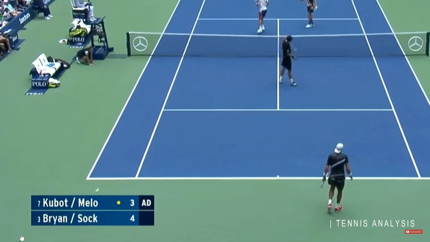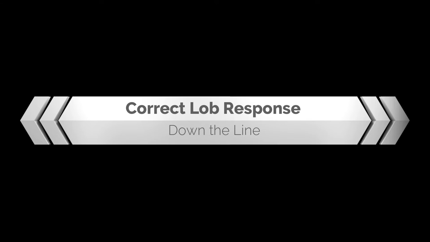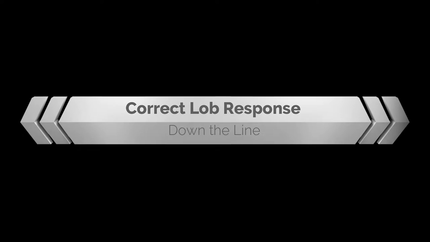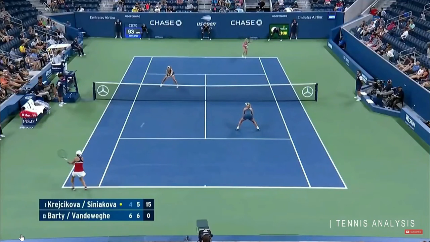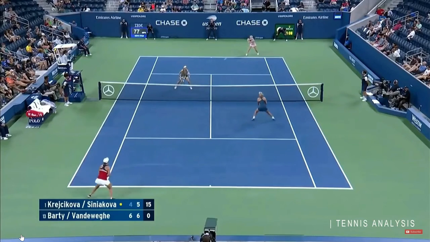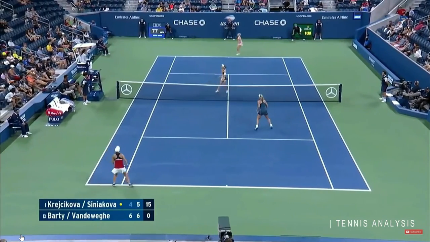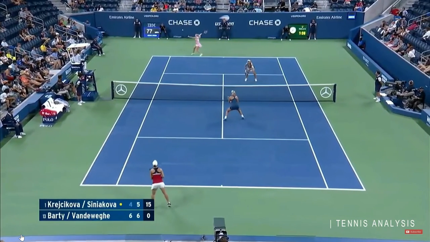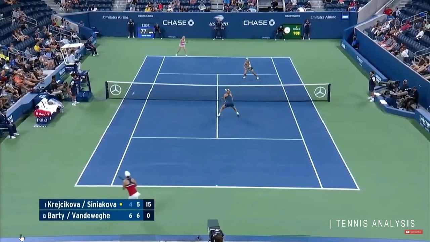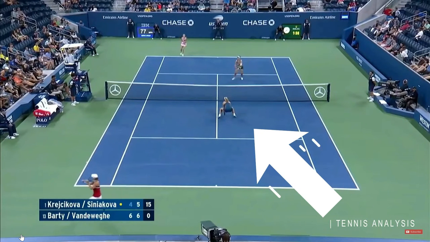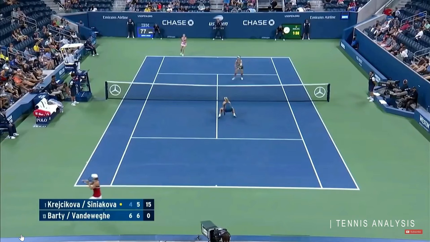Okay, so let me show you an example of what we should be doing, especially with the lob response. Here you have Ash Barty and Vandeweghe playing. They're going up. Ash Barty puts up a beautiful lob. The opponent puts it down the line. Well, let's figure out why she's doing this. Let's take a look right here in the center of the court. Vandeweghe, she's waiting for the opponent to put that ball cross court.